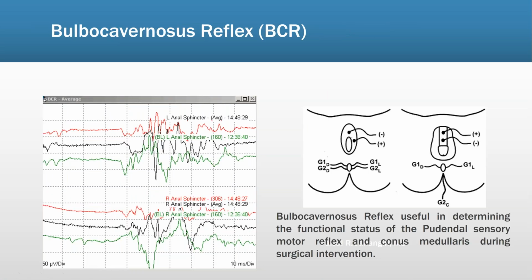Bulbocavernosus reflex is another EMG response. We do that routinely for tethered cord cases or cases where a cauda equina tumor, where the cauda equina or the lower nerves are at risk. You stimulate in the genital areas in the female and male by anode cathode and record from the anal sphincter on the left side and the right side. If the bulbocavernosus reflex is done with the SSEP, it has higher predictive value along with the trigger EMG and MEP.